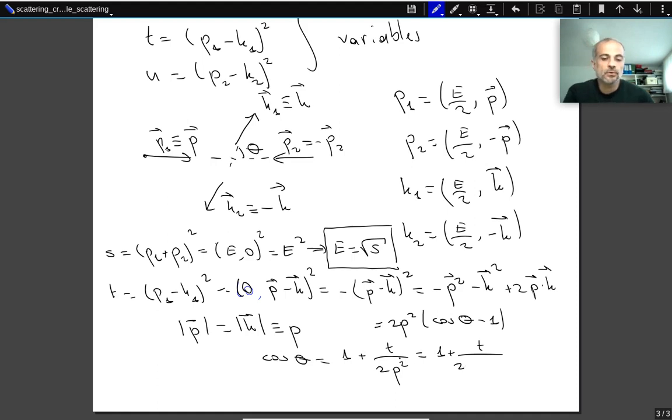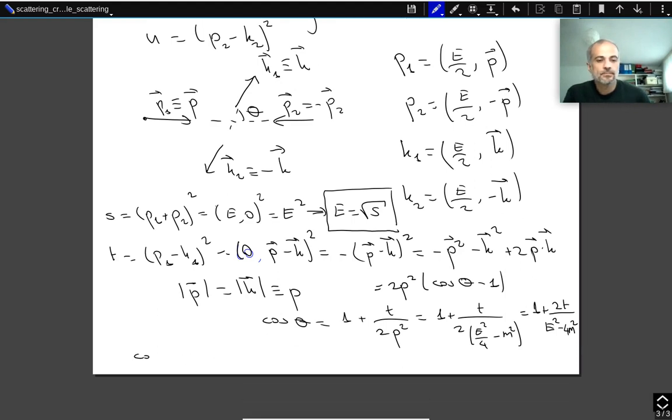This is the 3-vector squared, which is energy squared over 4 minus M squared, so it's 1 plus 2T over E squared minus 4M squared. This is our cosine theta. In fact, this is enough for us to express the cross section.